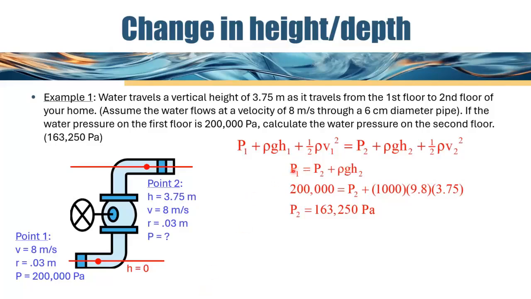So now I can plug in some numbers. The pressure at point 1 is 200,000 pascals. I'm looking for the pressure at point 2, and then I still have the height to take into account. So it's water, so density is 1,000 times 9.8 times my height of 3.75. And my pressure is 163,250 pascals. That's one way that you can use Bernoulli's equation.